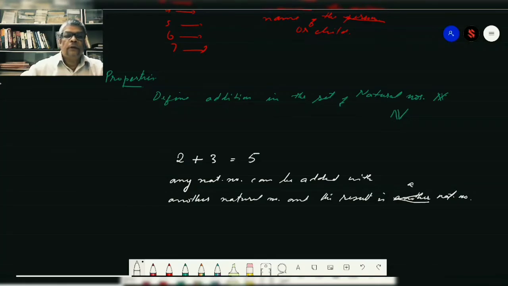For example, I have given the example. Give one more example. Suppose you have say 7 plus 10. That's equal to 17. 7 is a natural number. 10 is a natural number. The sum is also a natural number.